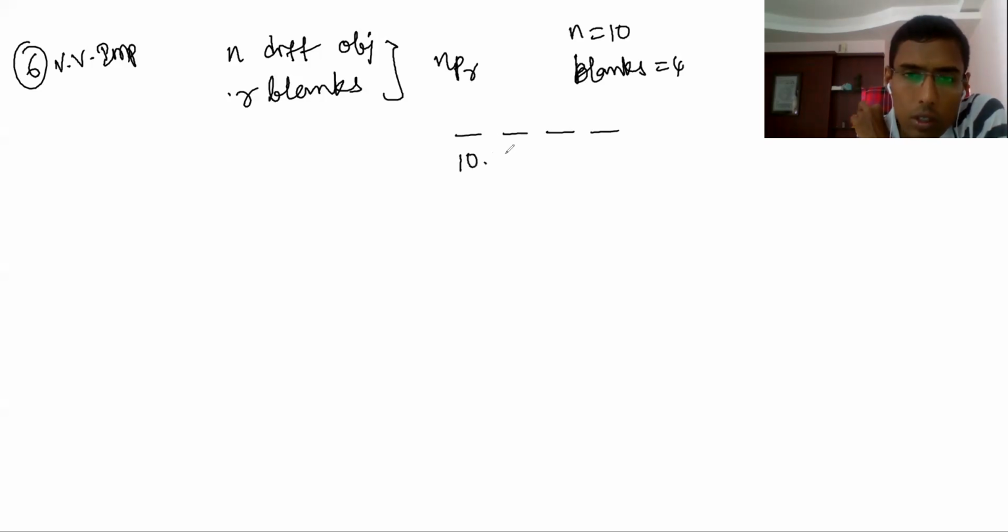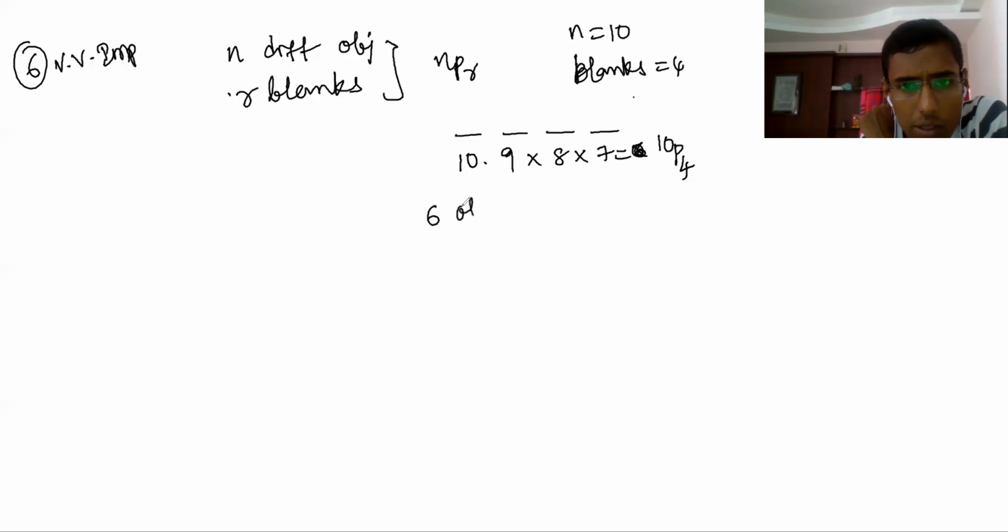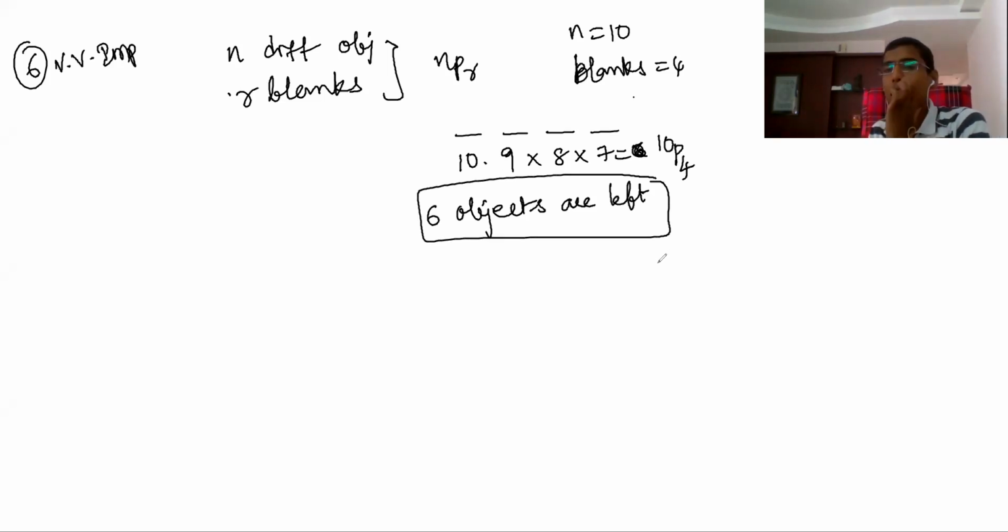First blank, 10 ways. 10 different objects are there, so any one of them you can arrange. Second blank, only 9 ways because one object is used. Third, 8 ways, then 7 ways. That is nothing but 10P4. Alright, this is 10P4. So what is left here? 6 objects are left. That means in each permutation only 4 objects are used and 6 objects are left.